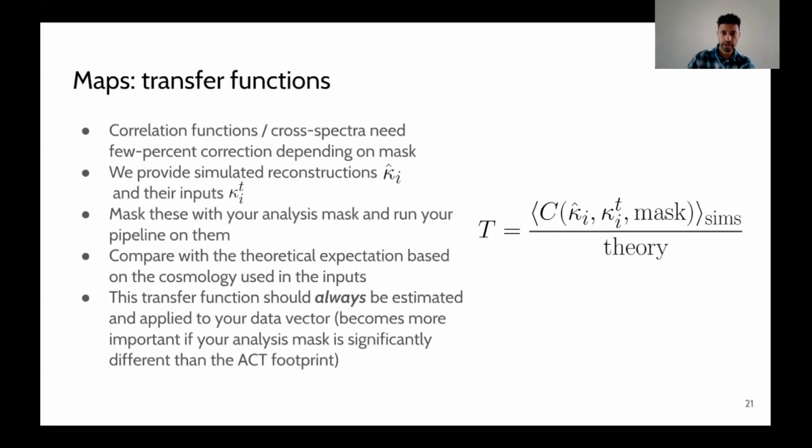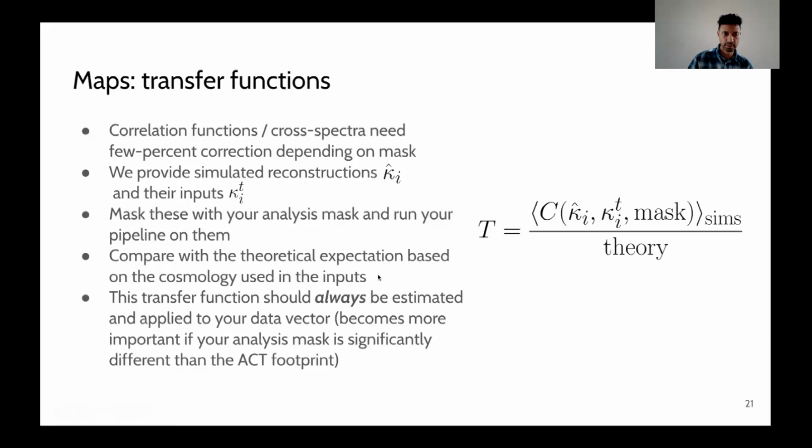Whatever function you apply to your galaxy sample in cross-correlation with the CMB lensing reconstruction, this might be a correlation function, this might be a Fourier space cross-spectrum, you're going to apply that to the reconstructed simulation, cross-correlated with the true input Gaussian convergence with the particular mask that you use, and you want to average this over the sims that we provide and then divide by the theory prediction based on the cosmology that we've specified in our simulations. That'll give you a transfer function that you can divide out of your analysis.